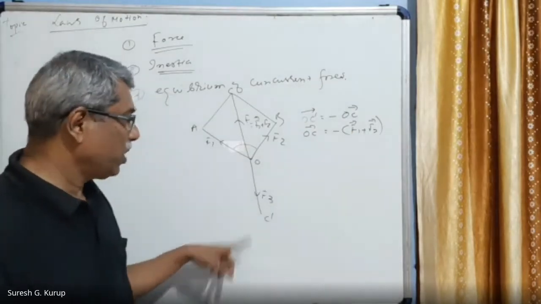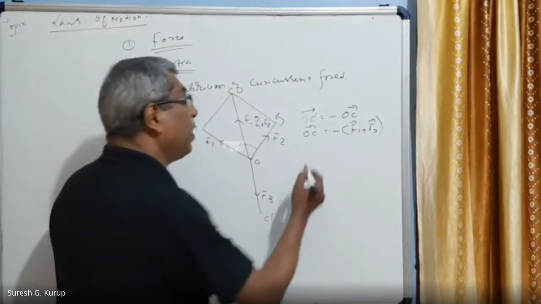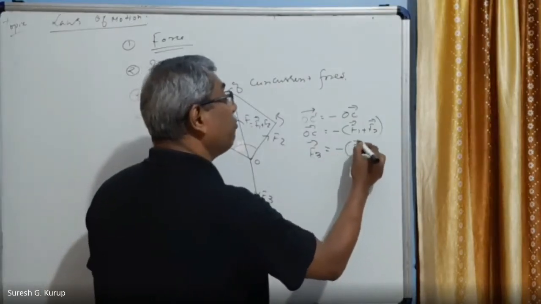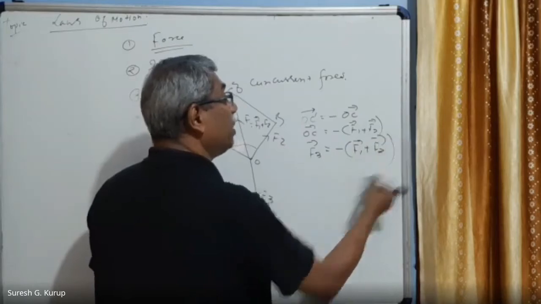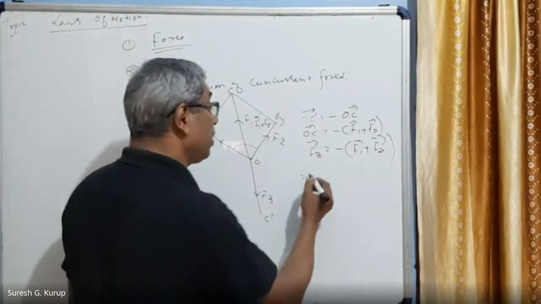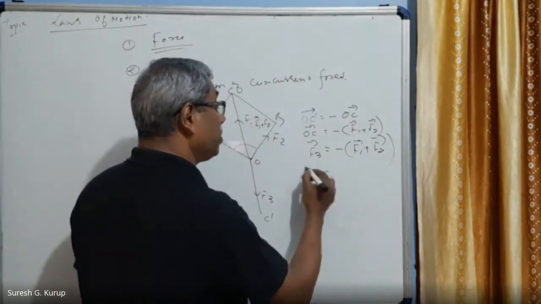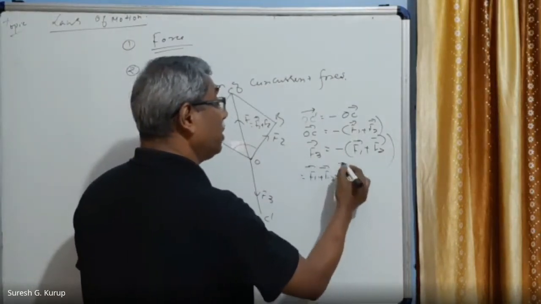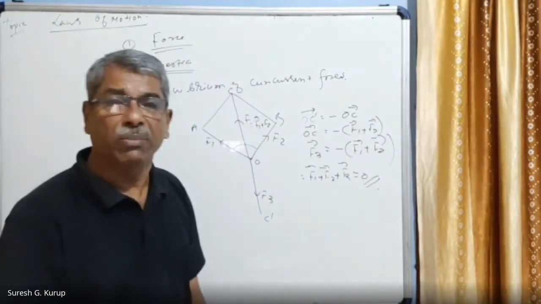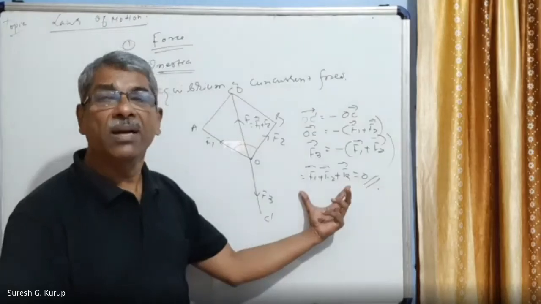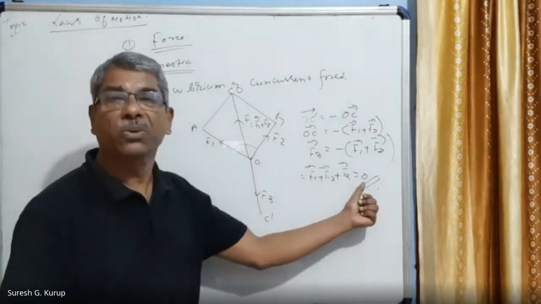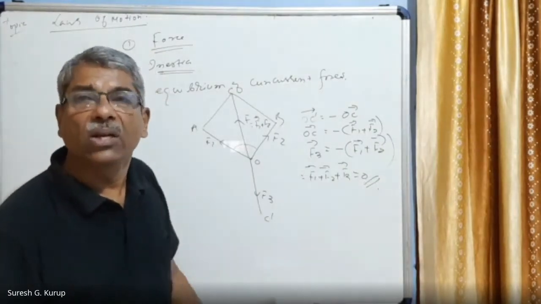What is vector OC? Vector OC is equal to F3. That is, vector F3 is equal to minus of vector F1 plus F2. Right? So if we take all these terms to one side, you will get vector F1 plus vector F2 plus vector F3 is equal to 0. That means when two or more forces are acting on a body and the body is in equilibrium, then the sum of all the forces is equal to 0. This is what is called equilibrium of forces.